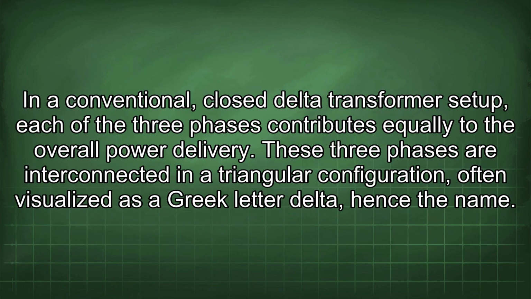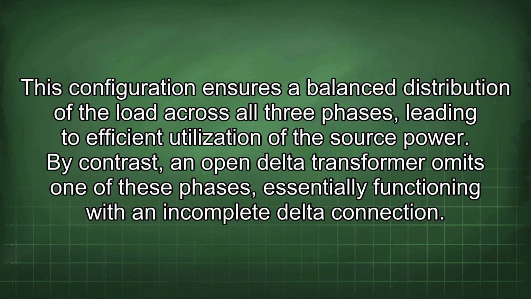In a conventional closed delta transformer setup, each of the three phases contributes equally to the overall power delivery. These three phases are interconnected in a triangular configuration, often visualized as a Greek letter delta, hence the name. This configuration ensures a balanced distribution of the load across all three phases, leading to efficient utilization of the source power. By contrast, an open delta transformer omits one of these phases, essentially functioning with an incomplete delta connection.